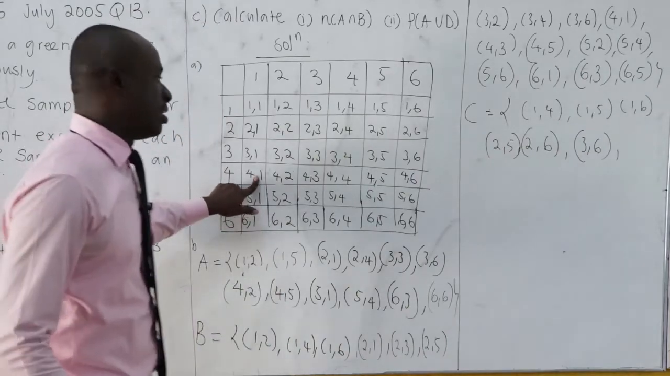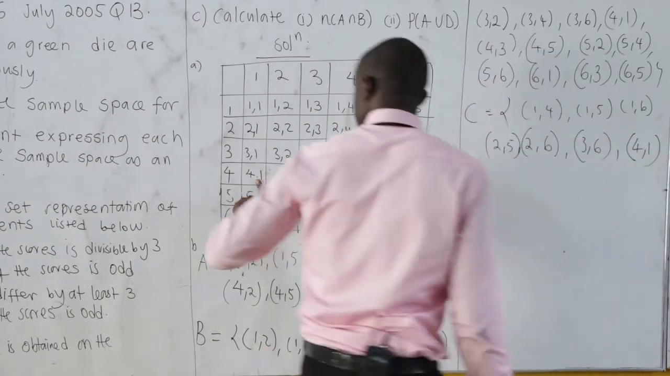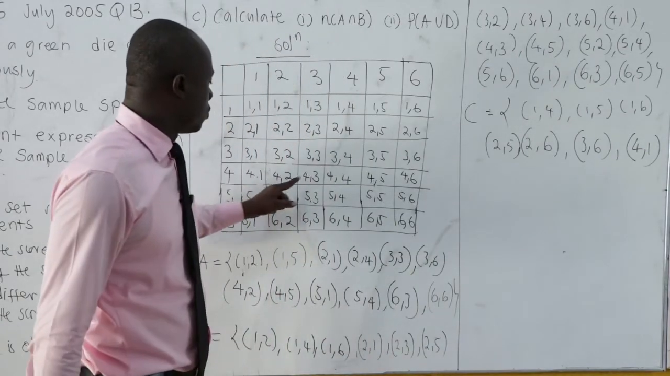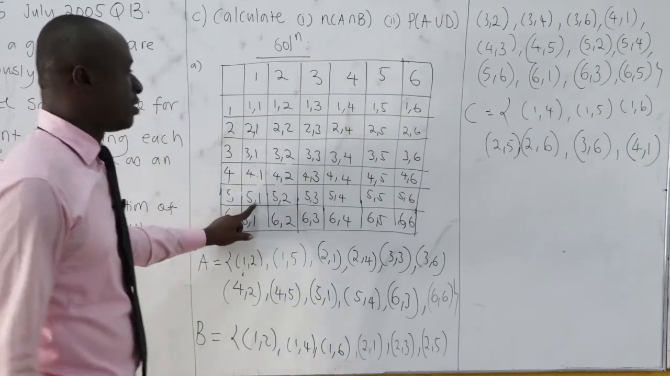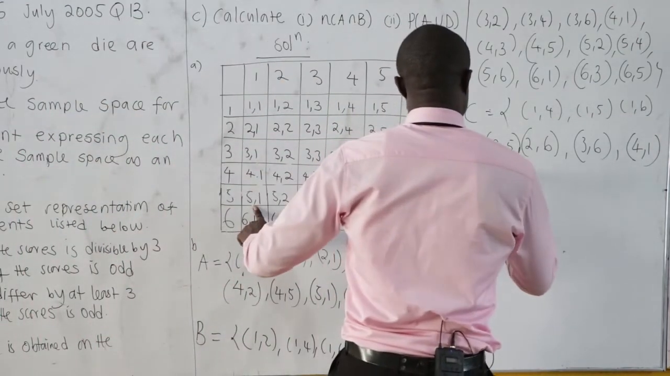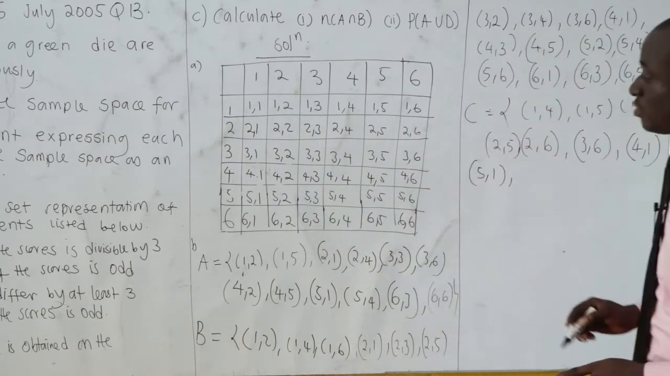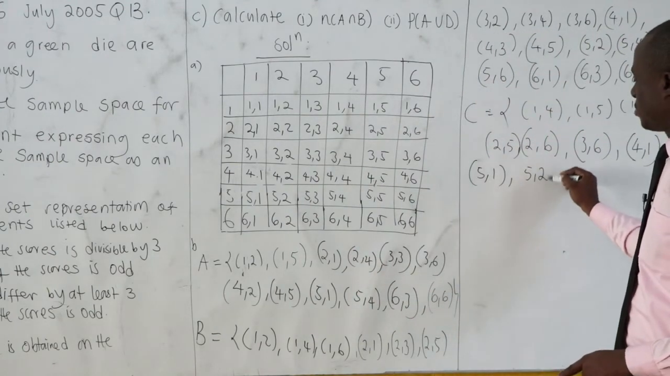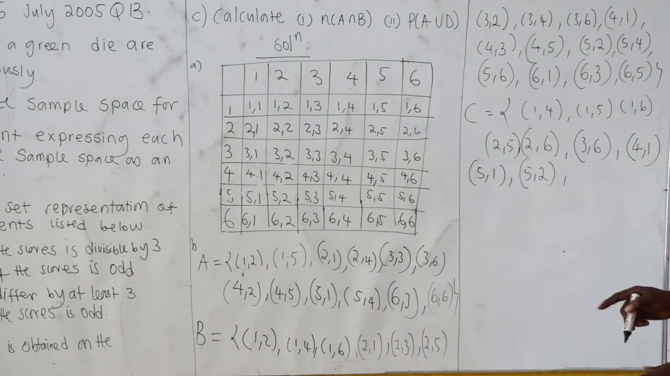4 minus 1, yes. 4, 2, no. 4, 3, no. 4, 4, no. 4, 5, no. 4, 6, no. 5, 1, yes. 5, 2, yes. 5, 3, no. 5, 4, no. 5, 5, no. 5, 6, no.